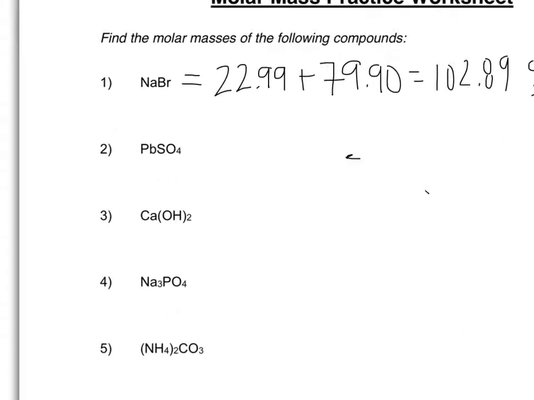Next up, PbSO4. This is lead sulfate. For some of these, the ion has an actual name, and that's the sulfate ion, and we'll get to that later. But for now, all you need to know is that we look on the periodic table for lead, Pb, and where did that go? Pb.